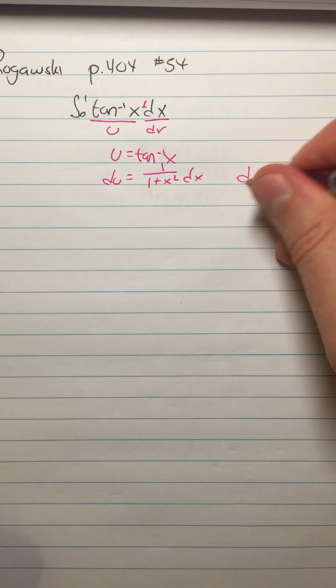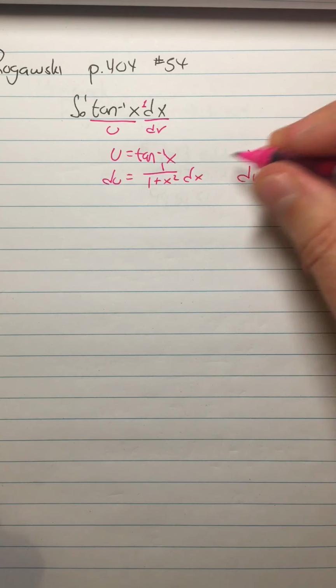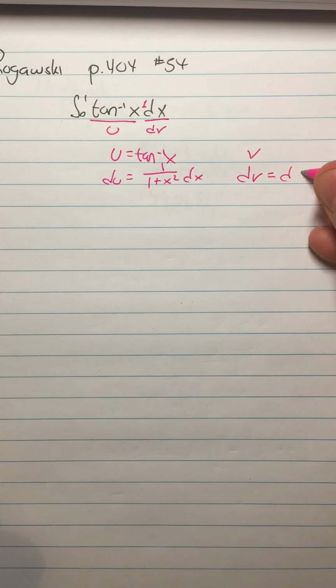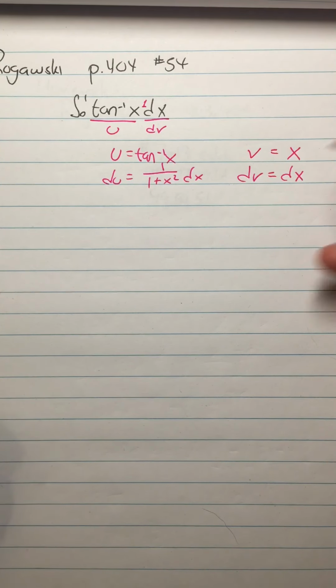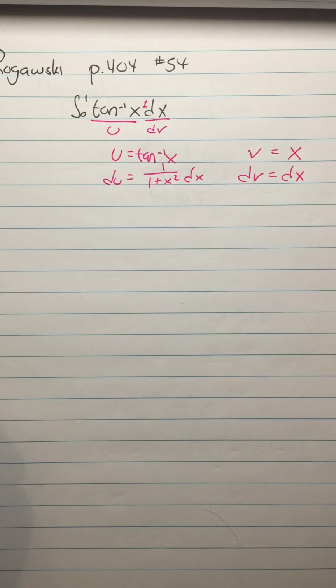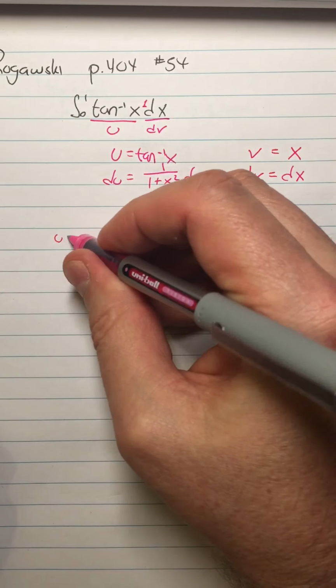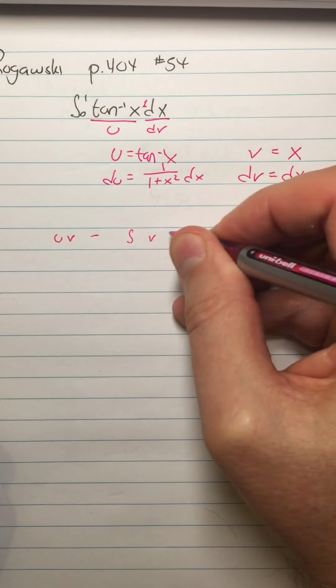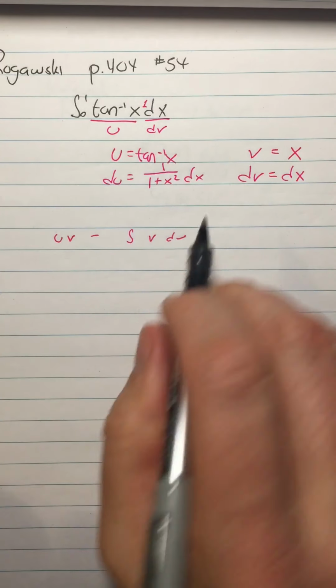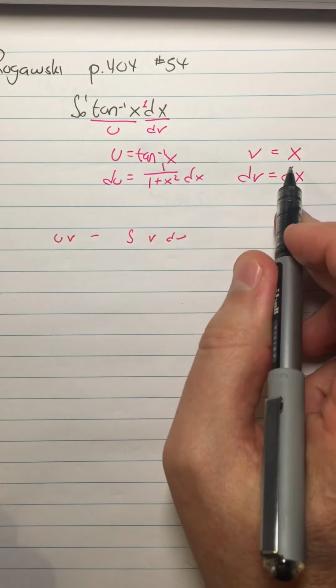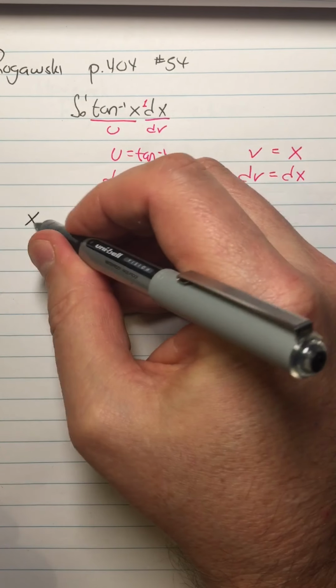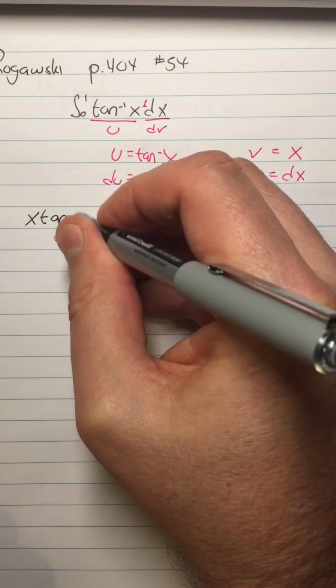And then we have dv and v. Our dv is just 1 dx, or let's just say dx. And then our v, the antiderivative of 1, is just x. All right, so then we're ready to write our integral as uv minus the integral of v du. So for our uv, we're going to write inverse tangent x times x. I like to put the x first. I think that's a little clearer. So we're going to write x inverse tangent x.